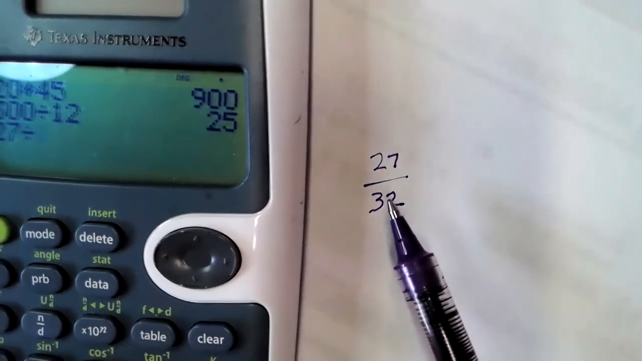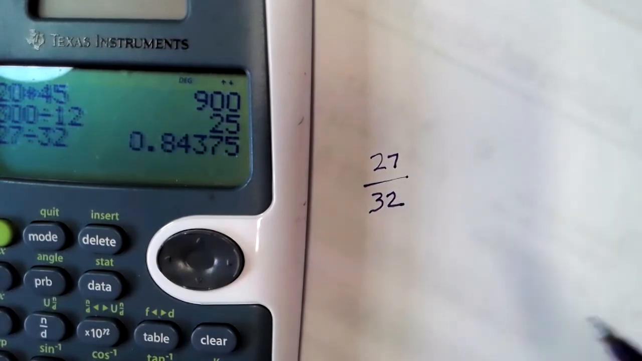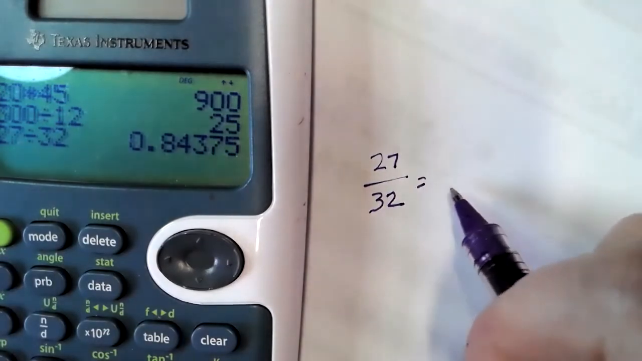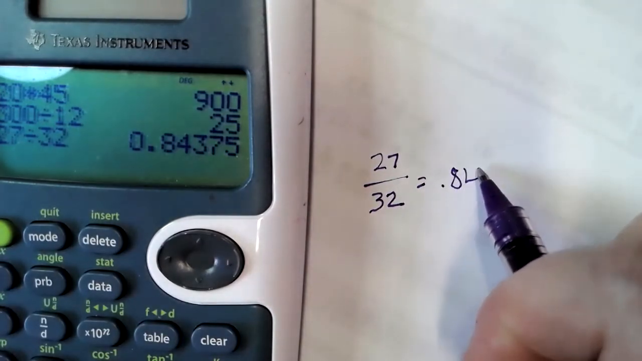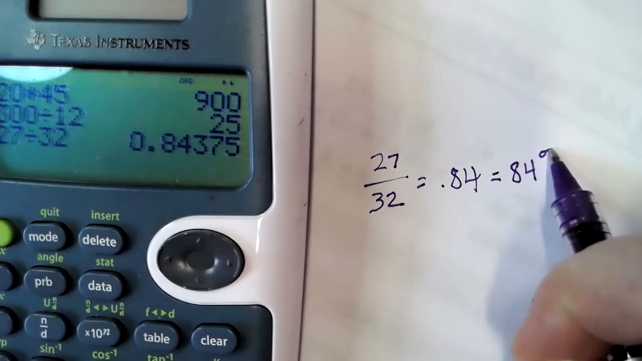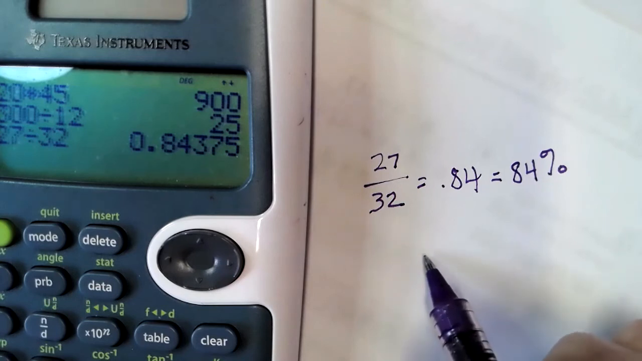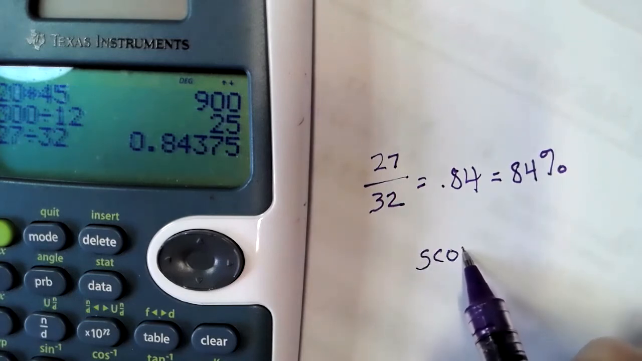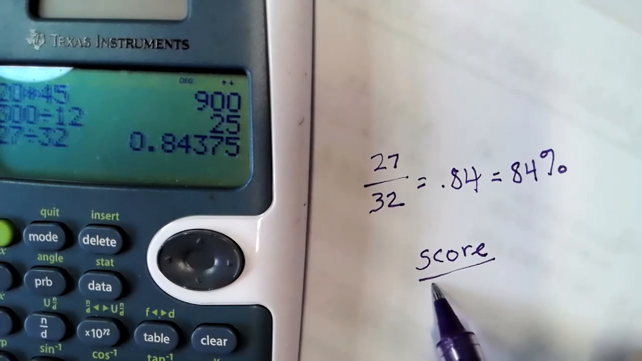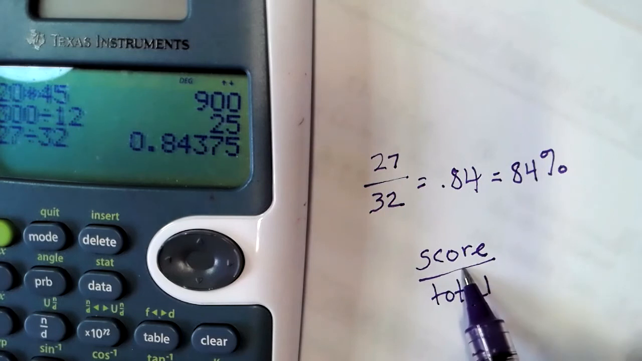27 divided by 32 is 0.8437. So on this particular test, this decimal converts to 84%. So anytime you get a score, your score is on top. The total possible is on the bottom. And this is a division problem. Score divided by total.